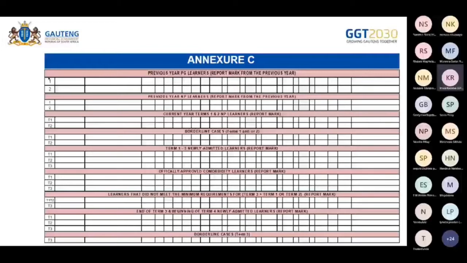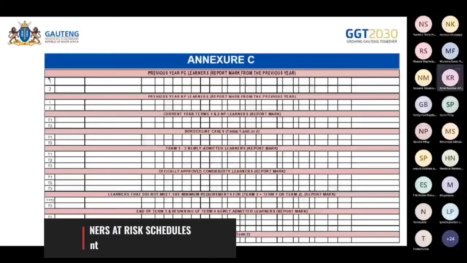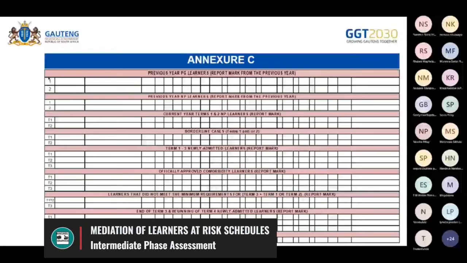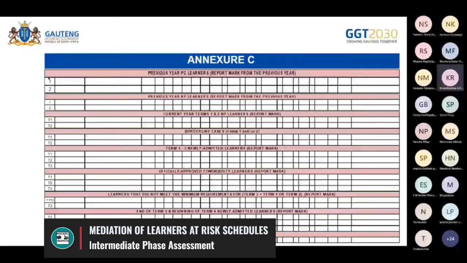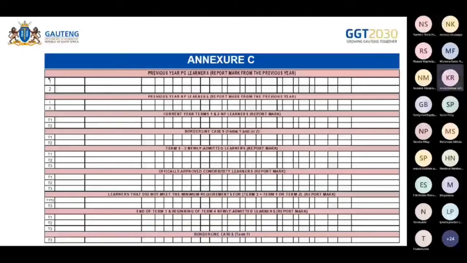It starts with learners at risk, which were progressed in the previous year, and then goes to those who were retained. Those are two different categories. And then we come to the current year, that is 2022. We have term one and term two.